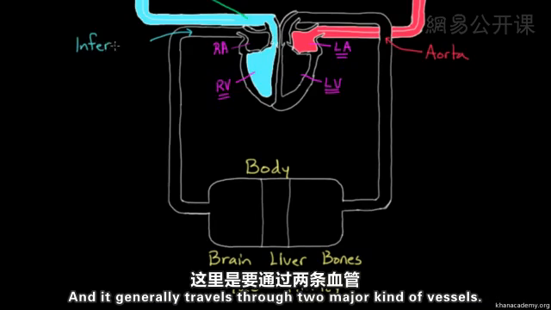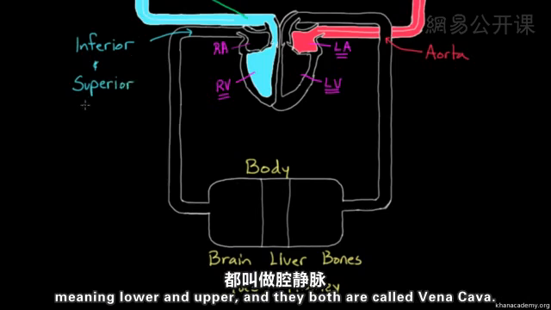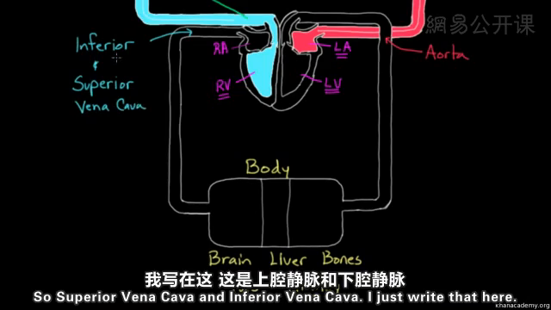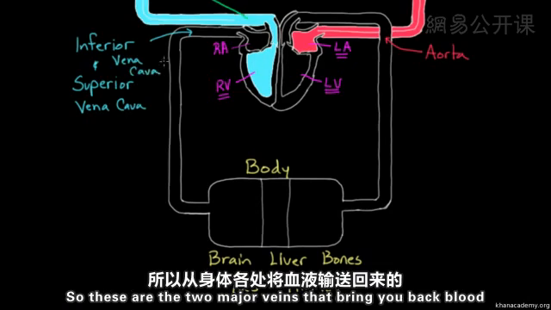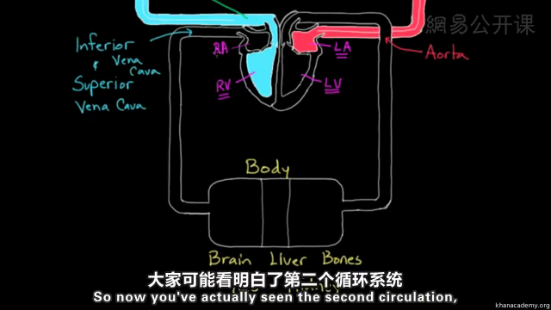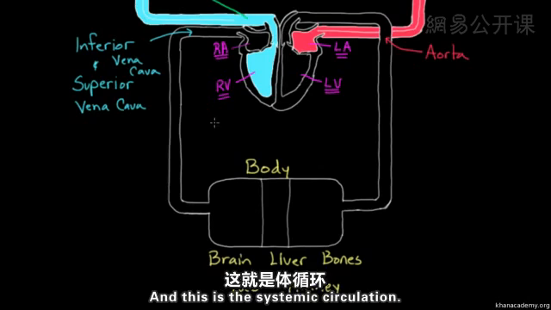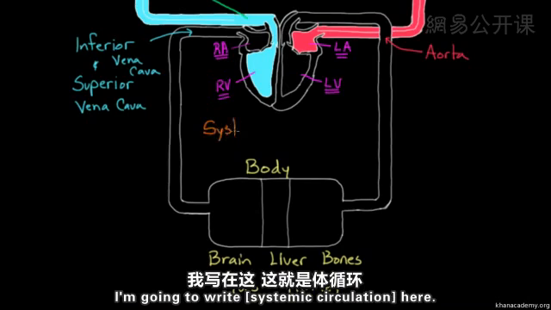generally travels through two major vessels. One is the inferior, and the other is the superior, meaning lower and upper. And they're both called vena cavas. So superior vena cava and inferior vena cava. I'll just write that here. So these are the two major veins that are bringing back blood from all of the different parts of the body. And so now you've actually seen the second circulation, because it all ends at the right atrium. And this is the systemic circulation. I'm going to write systemic circulation here.